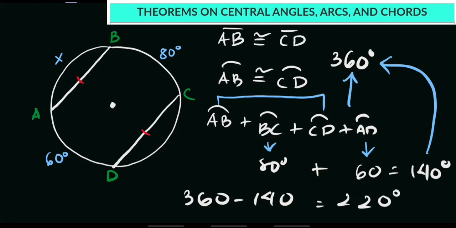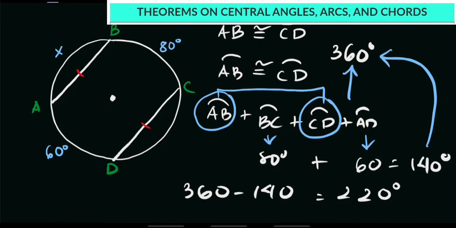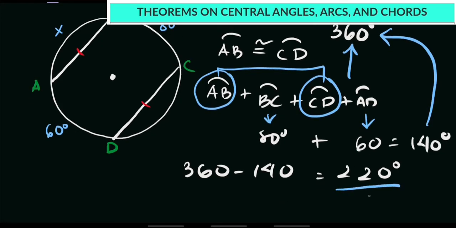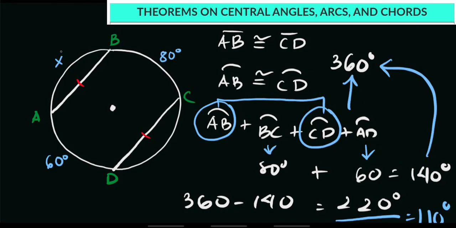So we have 220 degrees for the values of AB and CD together. Since they have the same measurement, according to our theorem they are congruent. Therefore, we need to divide this 220 by 2 for the individual values of AB and CD. 220 divided by 2 is 110 degrees. Therefore, according to our figure, the value of x is 110 degrees. So this part is 110 and this part is 110 degrees.